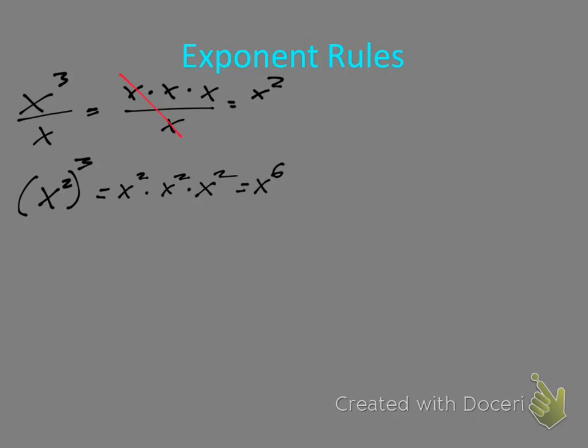Okay, that's that one. Same logic now. If you have xy quantity squared, you do xy times xy, which means the exponent of 2 goes to each variable. So it becomes xy times xy, which gives x squared y squared.